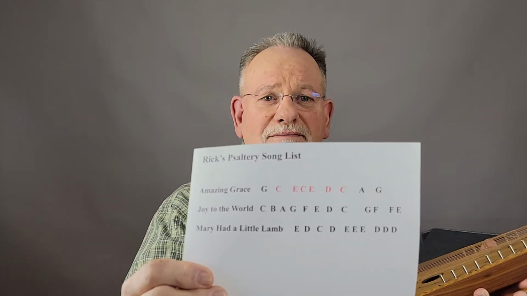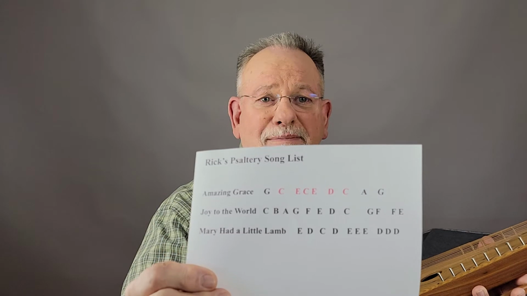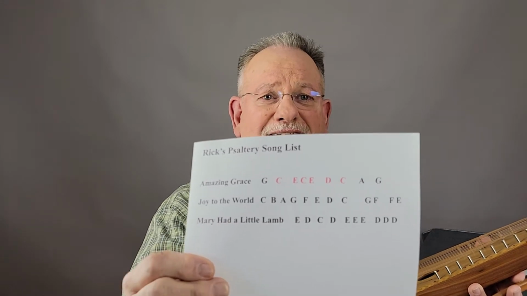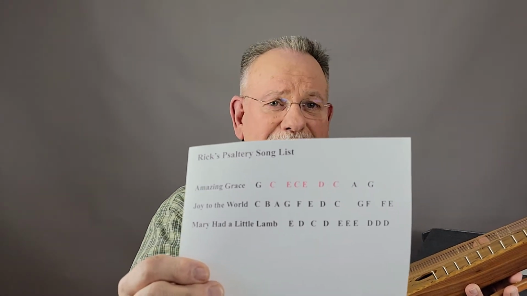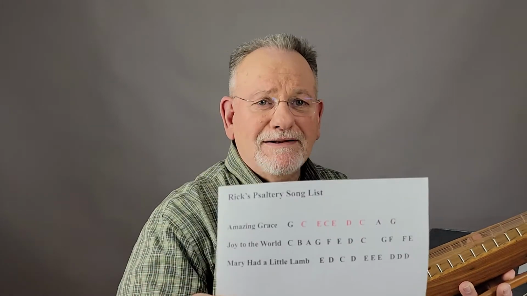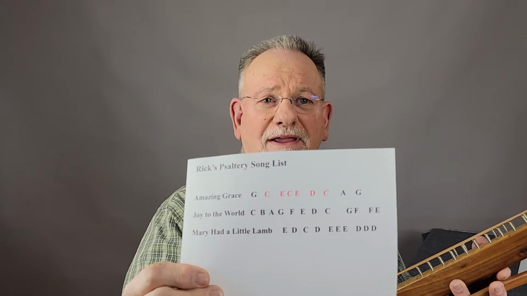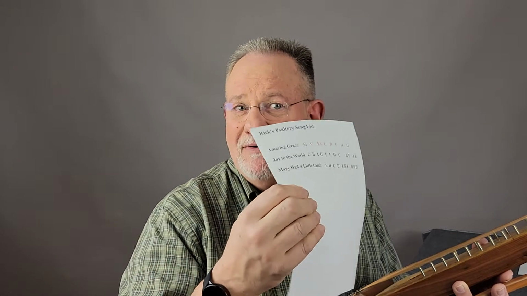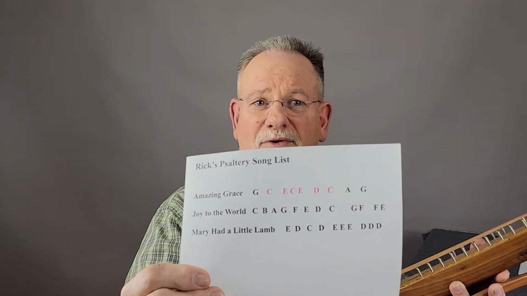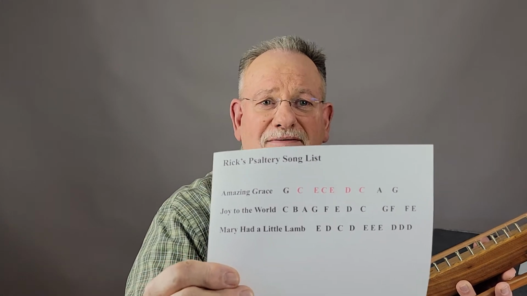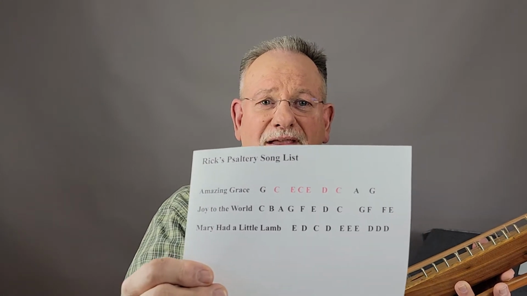Joy to the World. I've got C, B, G, F, E, D, C. So starting at C and going all the way down the scale, you'll remember that if you do that and then play that to the tune of Joy to the World from your memory, you know what happens there.